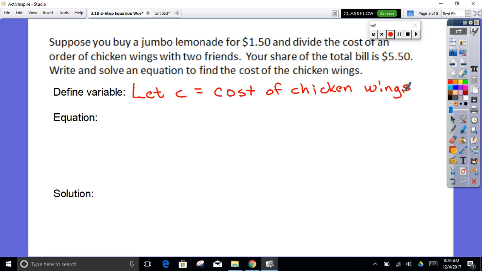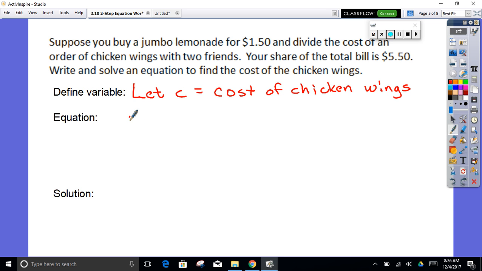Ideas. Elena, go ahead. I was thinking C plus 150 over 3. Not quite. If we did that, I'm going to write that down for a minute. That would say that we're taking the cost of the chicken wings plus the cost of the lemonade and dividing it all by 3. We're not dividing the lemonade by 3 because you're not sharing the lemonade. Then C over 3 plus 150 equals 550. Do it this way.